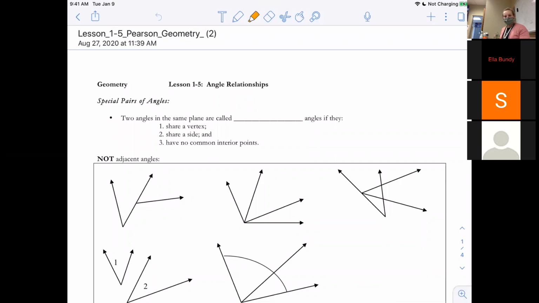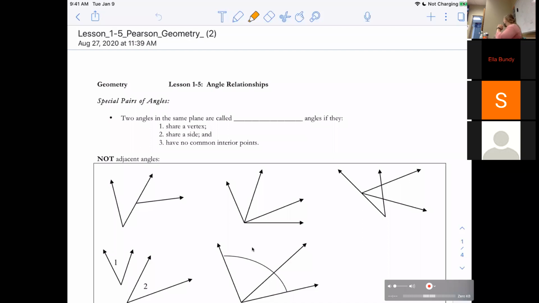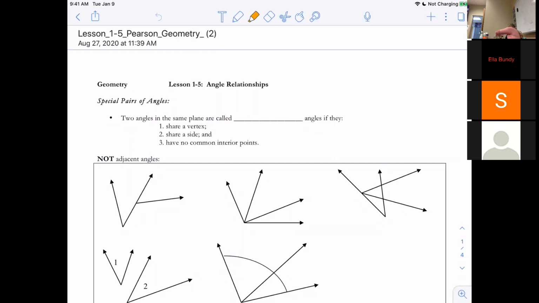Okay. We got our homework, turned it in. We're looking at our notes. So we're doing angle relations today. We're talking about how angles are related to each other.